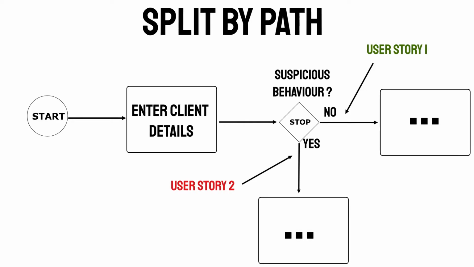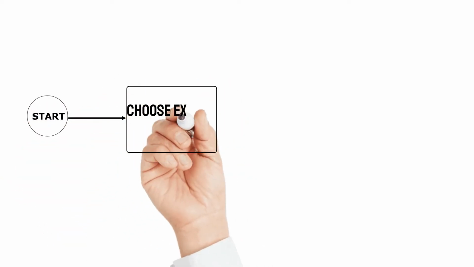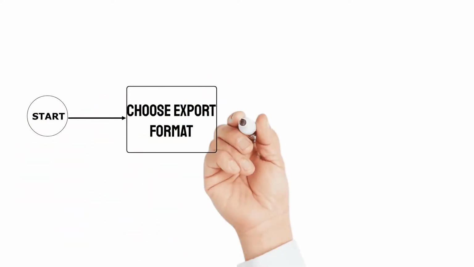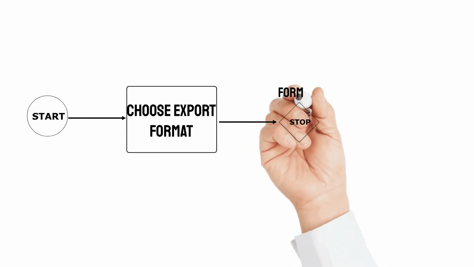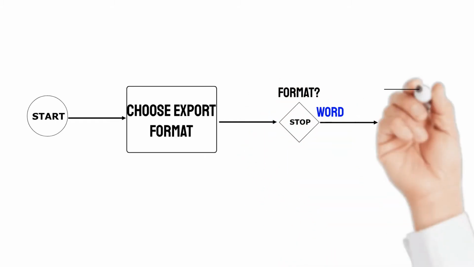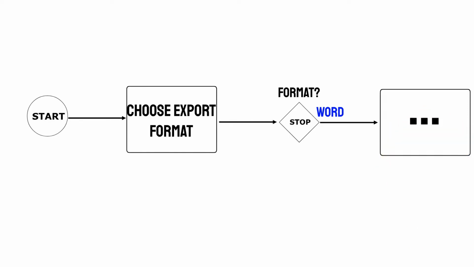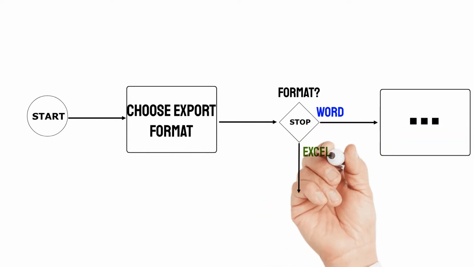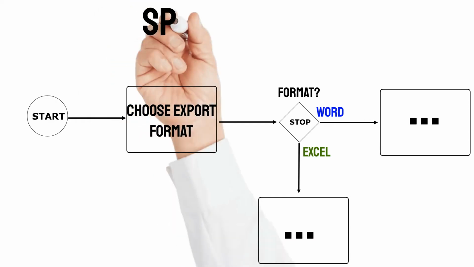This is also valid for many other possibilities. For example, if you have an import-export functionality and you want to export via Word document or via Excel, this again is splitting by paths. You could split by path, so first the Word and then the Excel document. There are a lot of other scenarios you could use splitting by paths. So let's jump back to our user story and the acceptance criteria.